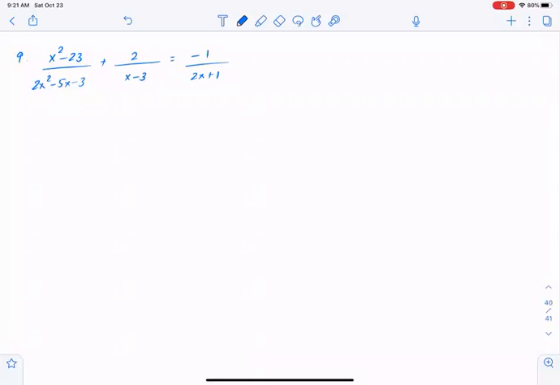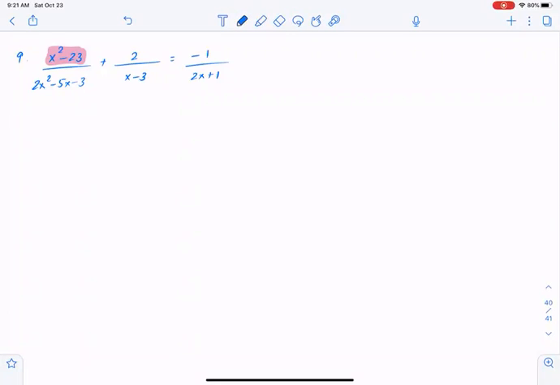So this looks like a scary problem, but it's not. Before we proceed, though, one might be quite tempted to look at x squared minus 23 and try to use the special product. But we shouldn't, because 23 is not a perfect square. So we'll just leave it as is for the time being.